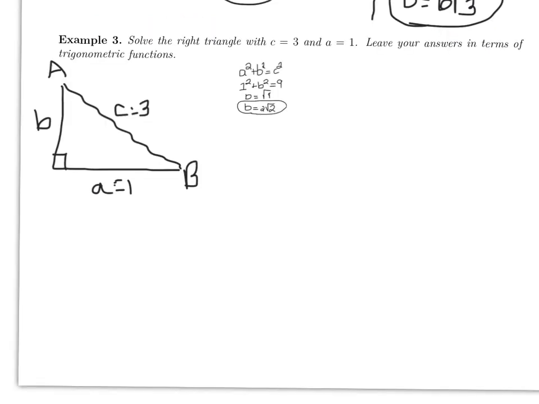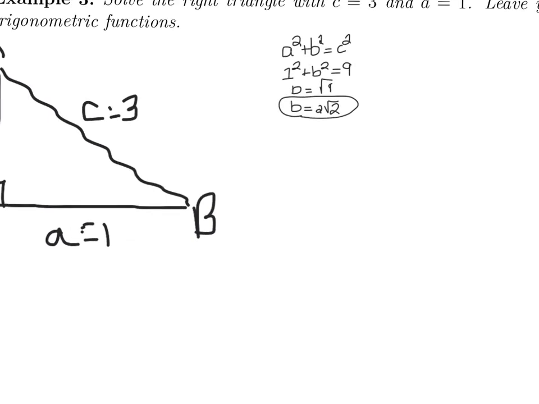Okay, so when you set up your triangle, you might have your A and B in different spots than I do, and that's okay. The key is that angle B is across from side B, angle A is across from side A. When you use the Pythagorean theorem to find the missing side, you get that the missing side B is 2 root 2. It's a square root of 8, but then simplify that before we use it. So now we're missing angle A and angle B. So let's work on next finding angle A.